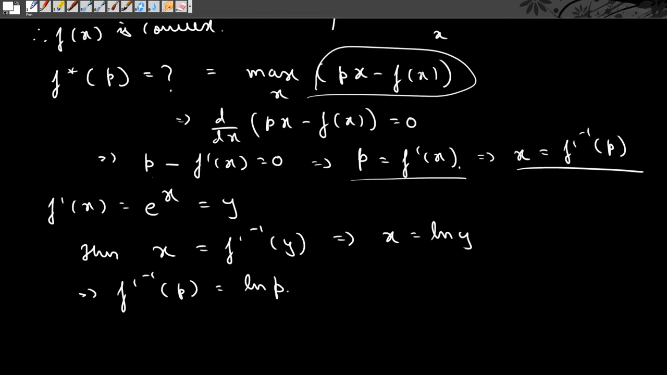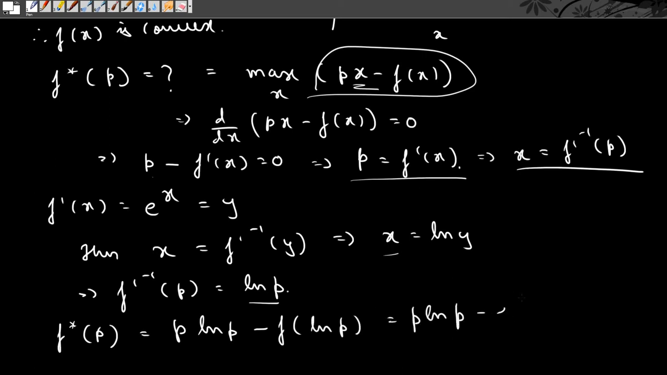So wherever there is x here, replace it with f dash inverse of p, and we will get f star of p, which is a Legendre transform of f of x, equal to p into x, where x is equal to ln p, minus f of ln p. This is p ln p minus e power ln p, which is p ln p minus p. This is p into ln p minus 1.